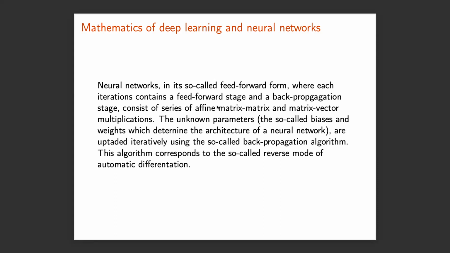So the unknown parameters which we want to train, and this is where the training comes in, are given by so-called biases and weights, which then determine the architecture of a network. And these are the parameters which we want to optimize in order to, for instance, find a solution to a differential equation, or we have some data which we want to reproduce, and we want to train a model which minimizes the discrepancy between the data we want to reproduce and what the model is giving us. So that's a kind of overarching idea.